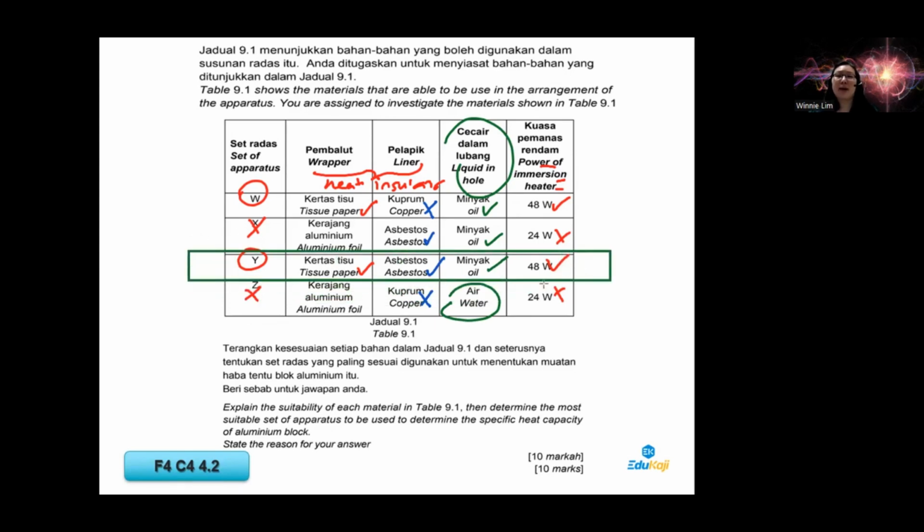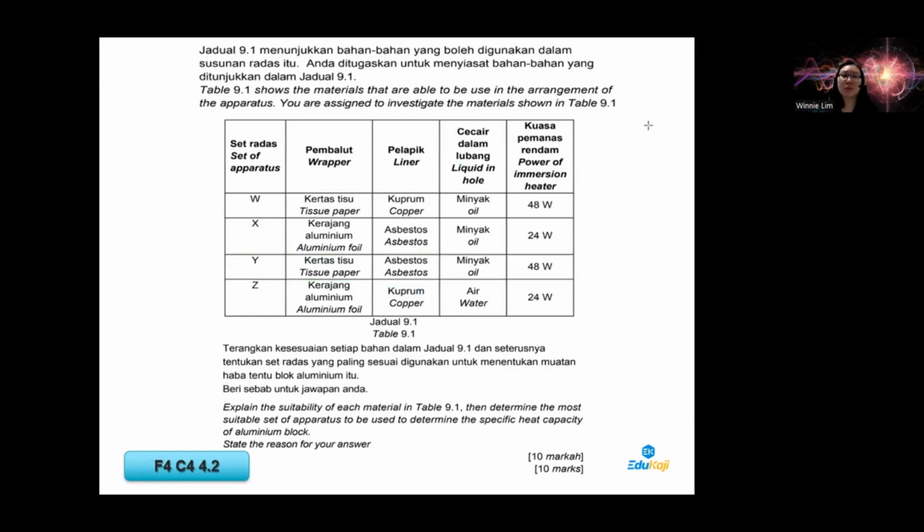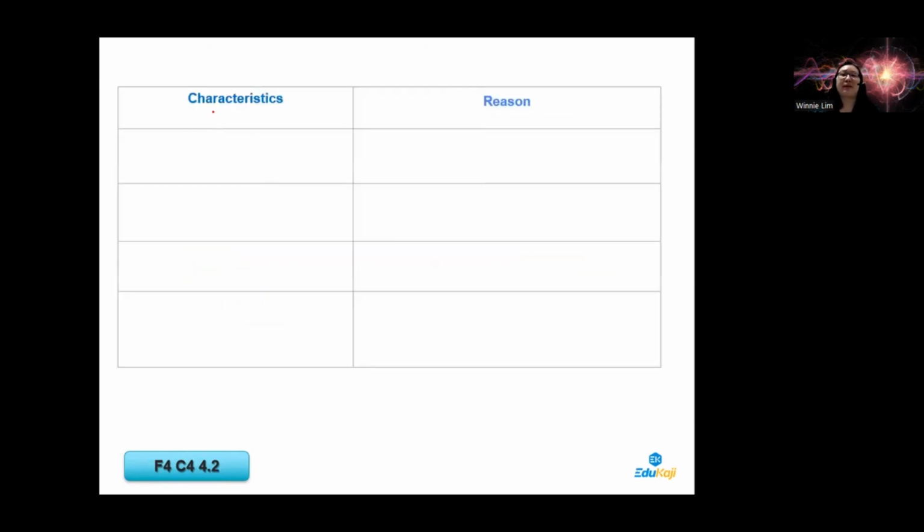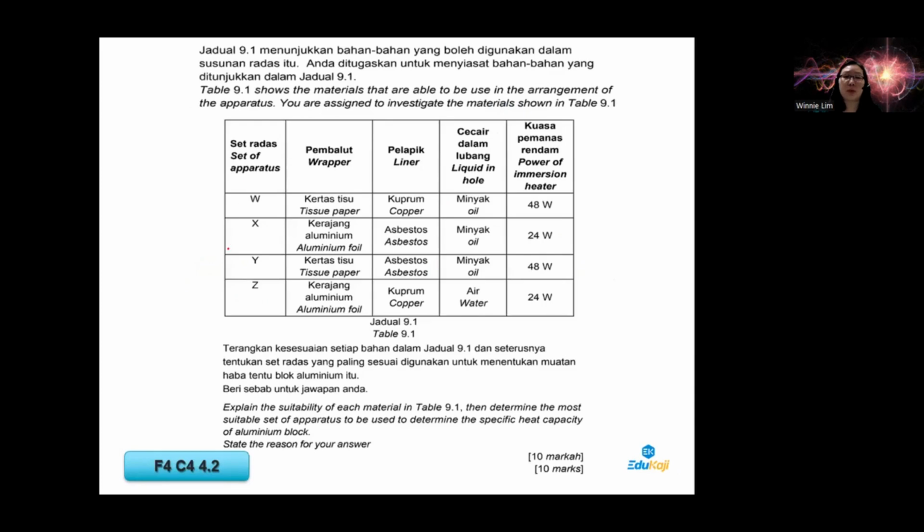Why? Okay, then for this type of question, you always construct a table like this, where the left side is the characteristic and the right side is the reason. For the first part, you don't need to explain one by one, you straight away just say, okay, the wrapper should be what, the liner should be what, the liquid used should be what, the power should be what. Then lastly, you say why you choose it.